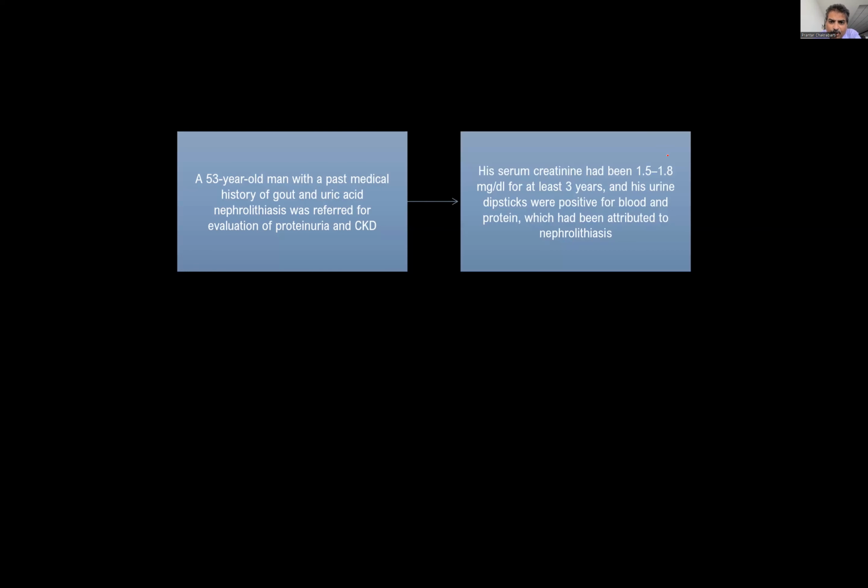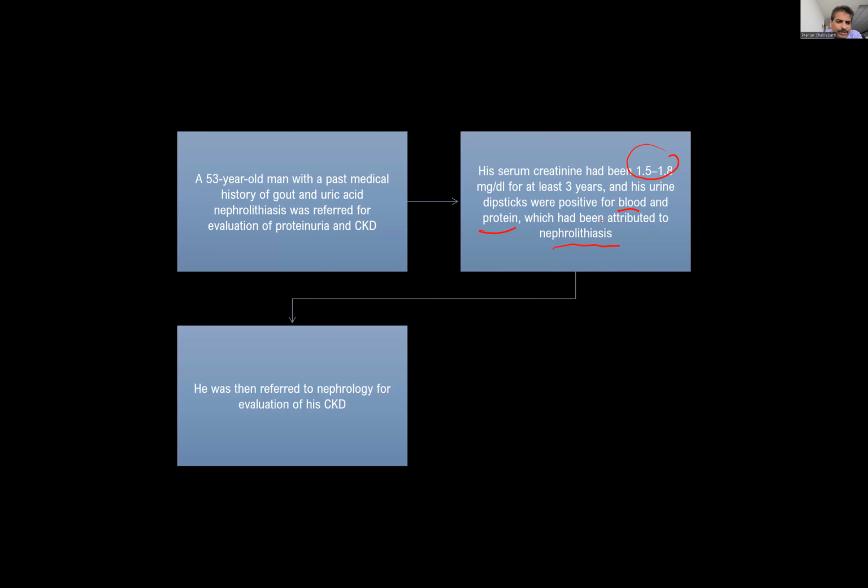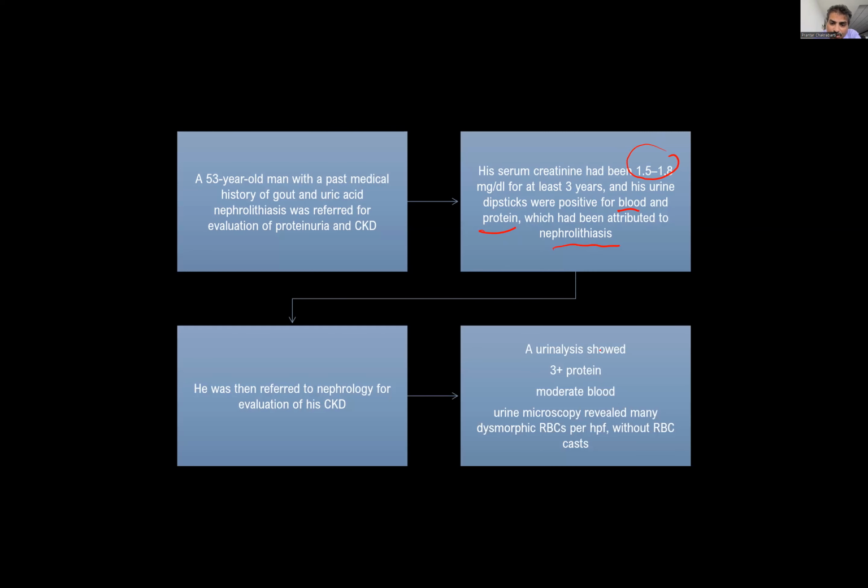Now I'll discuss a case and you have to help me in diagnosing it. 53-year-old man with a past medical history of gout and uric acid nephrolithiasis was referred for evaluation of proteinuria and chronic kidney disease, right? Creatinine had been 1.5 to 1.8 for the last 3 years. Urine dipstick positive for blood and protein, which had been attributed to nephrolithiasis. Okay, so nephrologist was then referred to for evaluation of the CKD. Urine analysis showed 3+ protein, moderate blood, urine microscopic revealed many dysmorphic RBCs per high power field, but there were no RBC casts. Any idea what is going on?